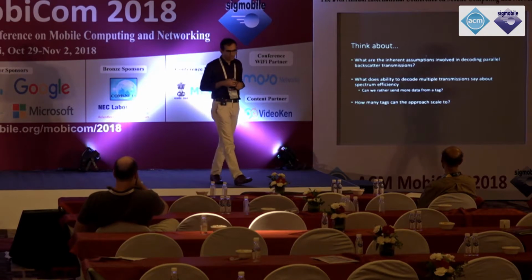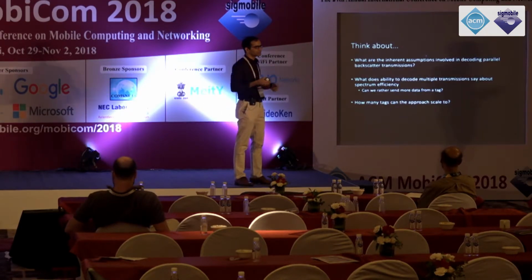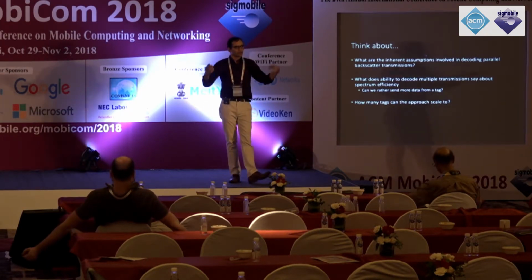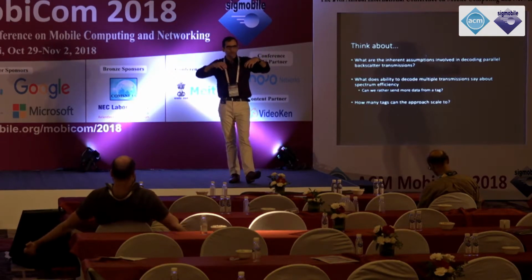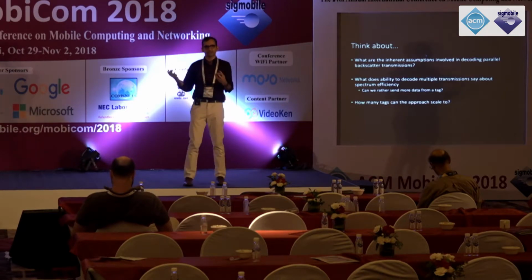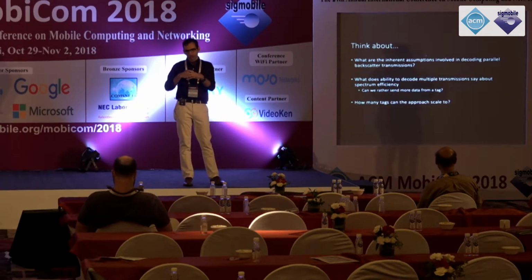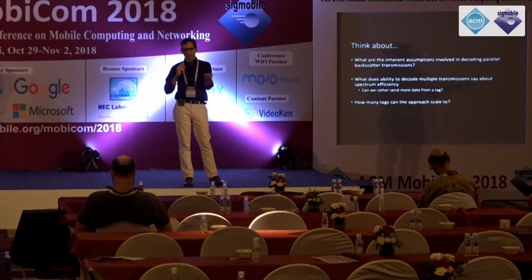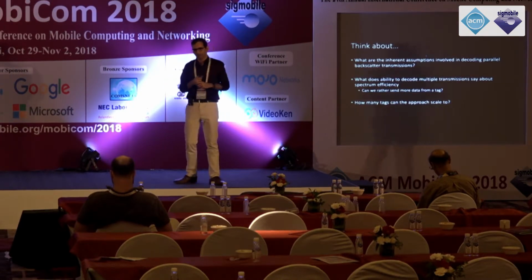And the third thing is, how many tags can this approach scale to? Because as the number of tags grows, you'll again have clusters that overlap more and more, and then the noise is going to come into play. So with all of those constraints, how many tags can the new approach called parallel backscatter scale to?